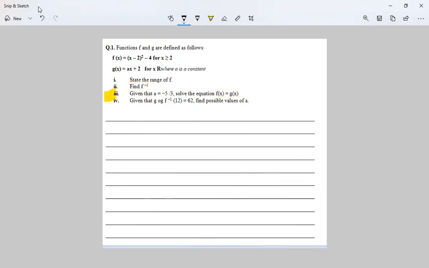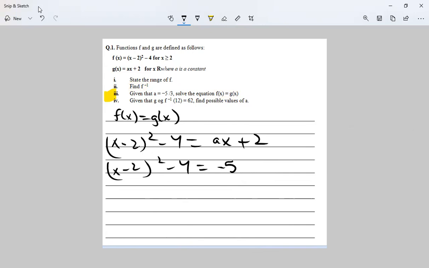Third part: the given condition is f of x is equal to g of x. f of x, as we know, is (x minus 2) to the power 2 minus 4, and g of x is ax plus 2. The a value is already given. So (x minus 2) to the power 2 minus 4 is equal to minus 5x upon 3 plus 2. We will open the perfect square. It will become x squared minus 4x plus 4, minus 4 is already there, minus 5x upon 3 plus 2. The plus 4 and minus 4 cancel.